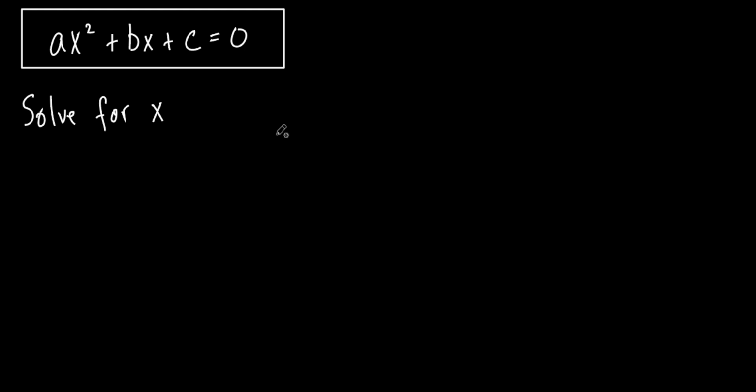So this is one of my favorite things to show students. I think it's kind of cool. So I'm going to start with this. Ax squared plus bx, I'm just rewriting that, plus c. And we're going to set it equal to 0. And we're going to solve for x. Now, let's do it by completing the square.